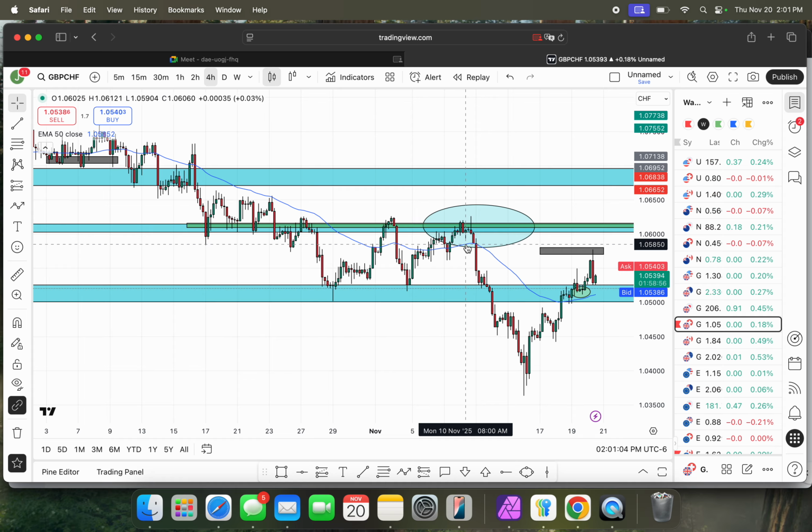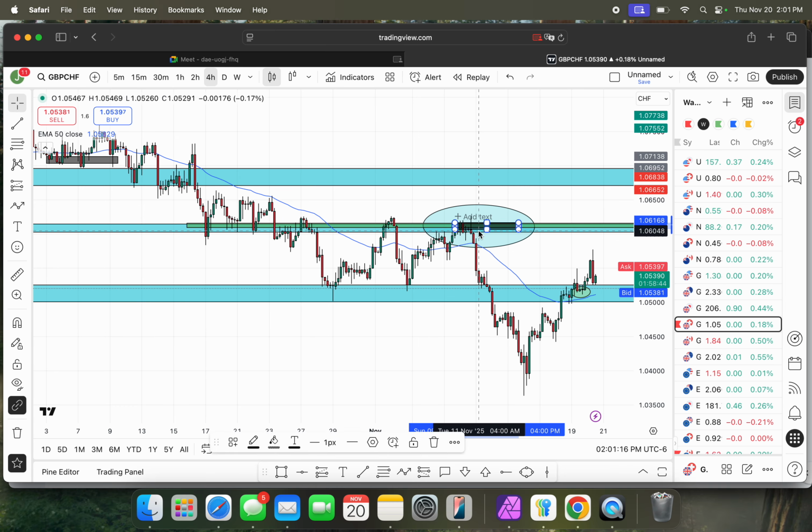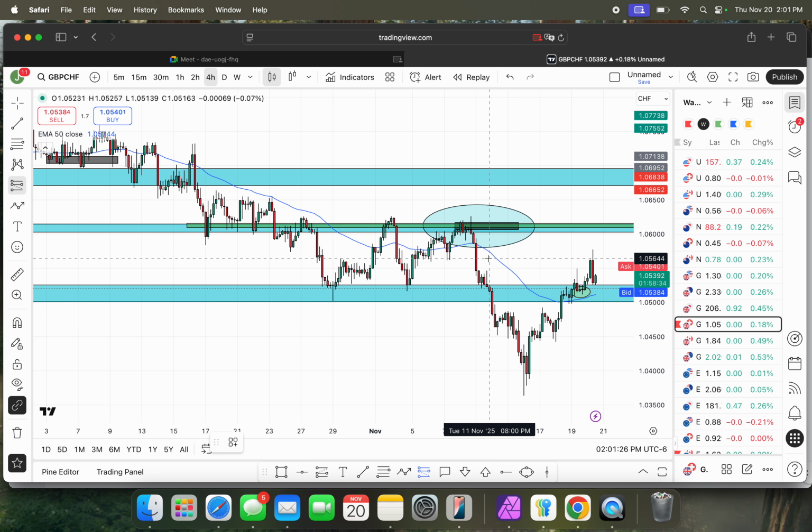Do I have a rejection candlestick from this area? Yes. Is price within 10 pips of the open of the candle? The answer would be, in this situation, yes. Sell it. You know what I'm saying? And then before you actually sell, put your little measure tool up here.